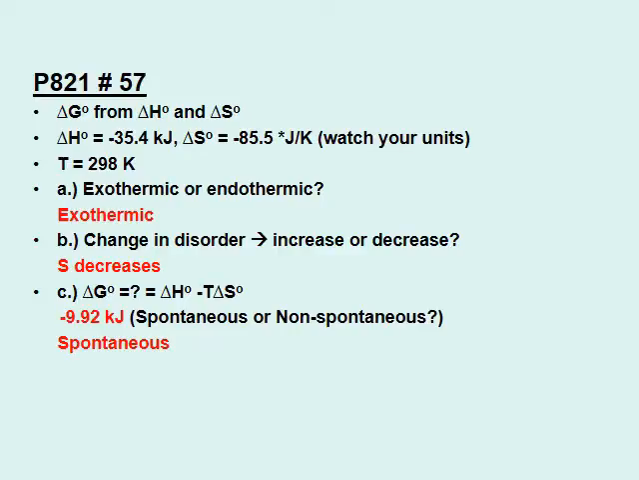Let's do number 57 here. In this problem, they have given you the delta H value, which is minus 35.4, and also the change in entropy value, which is minus 85.5 joule per Kelvin. And the temperature is given, which is 298 Kelvin. First, part A asks: is this reaction exothermic or endothermic?